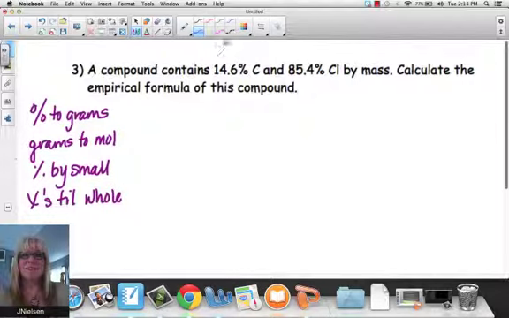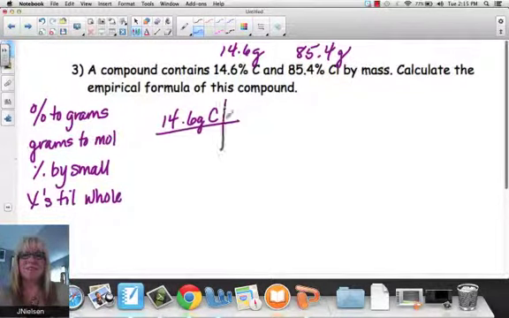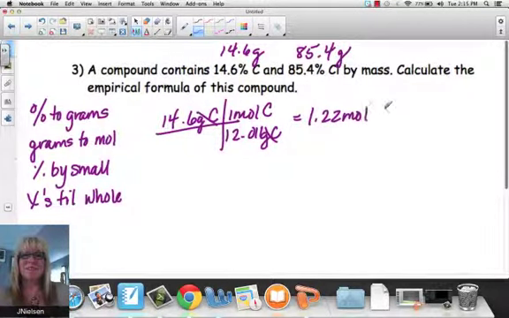So 14.6% carbon is the same as 14.6 grams. 85.4% chlorine is the same as 85.4 grams because we're assuming it's a 100-gram sample. So 14.6 grams of carbon, 1 mole of carbon is 12.011 grams of carbon. Grams cancel. And this is going to give me 1.22 moles of carbon.